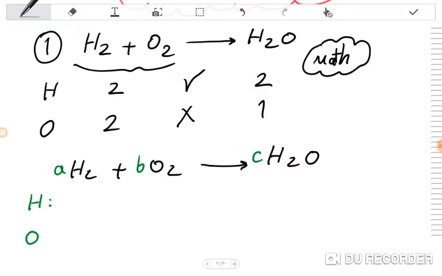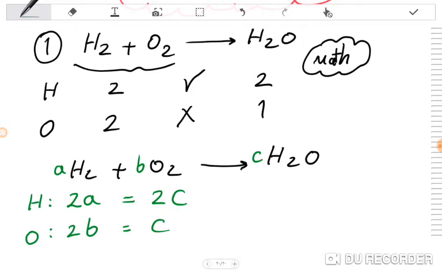We know on the left side the number of hydrogen atoms is 2A, equal to 2C on the right side. For atoms of oxygen, on the left side we have 2B. For oxygen on the right side we have just C. We have three coefficients A, B, C. We must take one of them equal to 1.